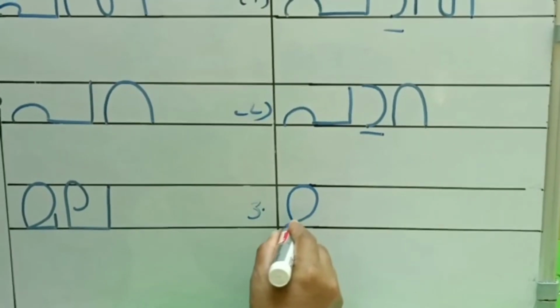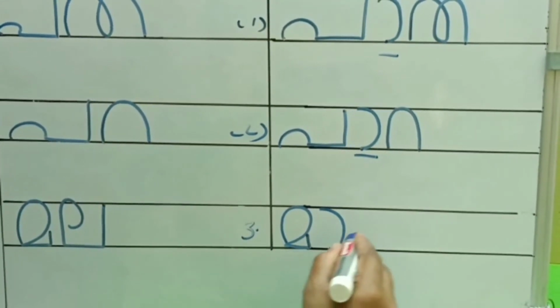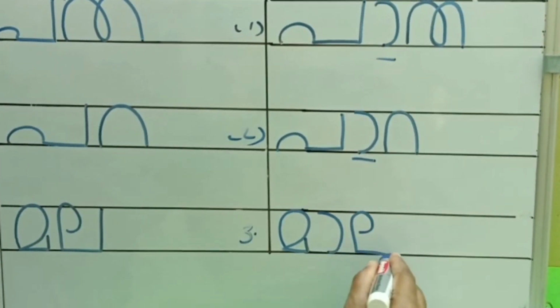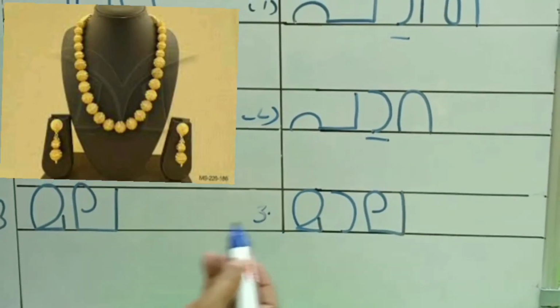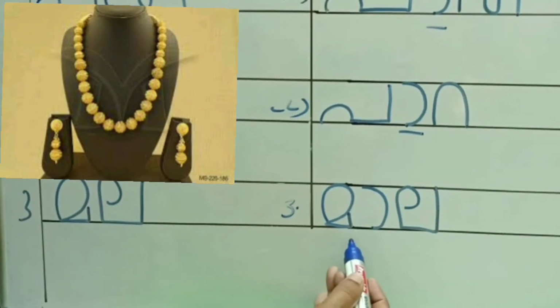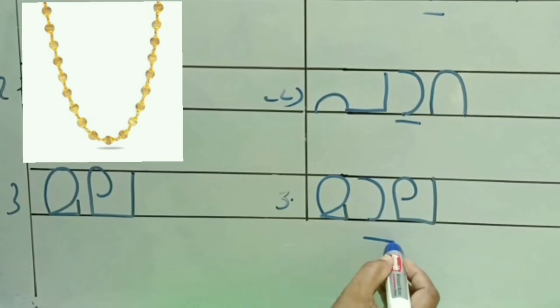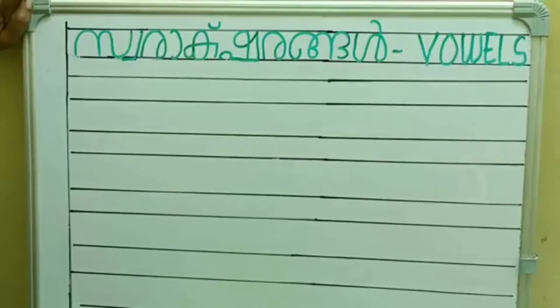Another word, mala. Ma, apply symbol, ma, mala. When we apply this symbol, the pronunciation changes from mala to mala. Mala means a necklace. Got it?